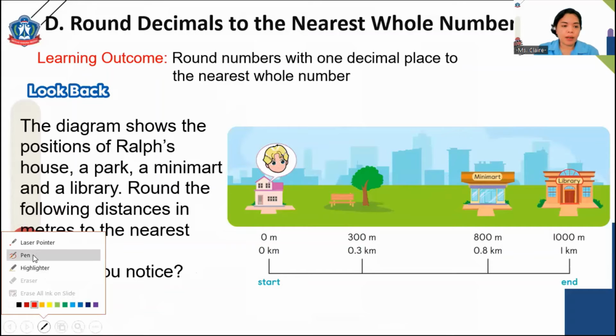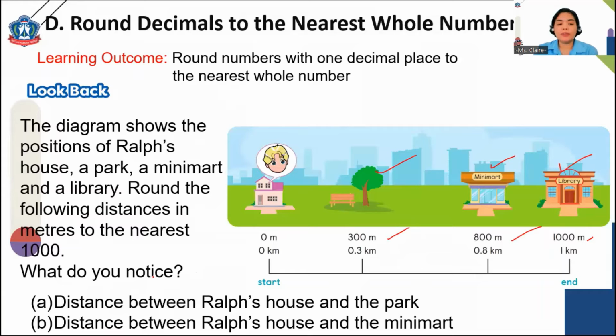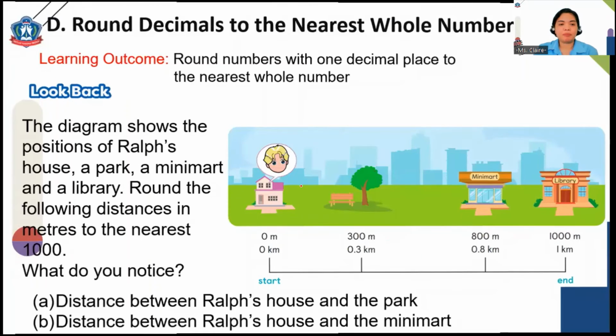Then we have the mini mart and the library. Now look at the distances, this one. Round these distances to the nearest 1,000. What have you noticed between the distance between Ralph's house and the park? And how about the distance between Ralph's house and the mini mart? Okay, children, if you know the answer, you can share that during our class.